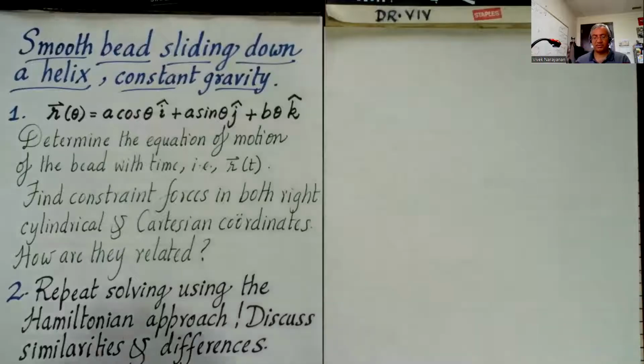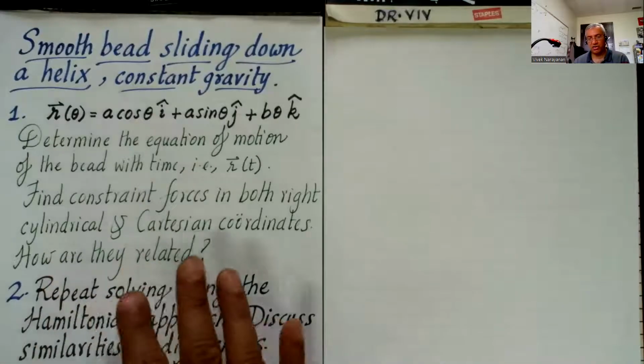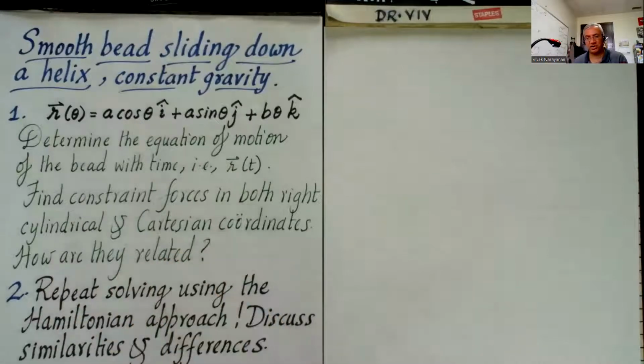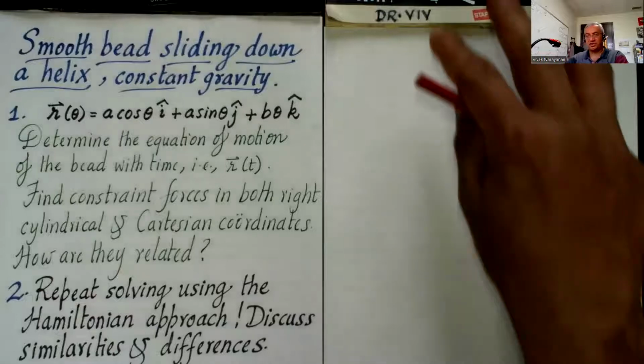Right cylindrical coordinates, by the way, are the proper coordinates to do this problem because the helix can be drawn on the surface of a cylinder. The constraint forces in the cylindrical coordinate system can be converted to the Cartesian coordinate system, and then we can find the relationship between them. Repeat the same thing with the Hamiltonian approach, and discuss the similarities and differences. So that's the problem. Let's start by drawing a helix.